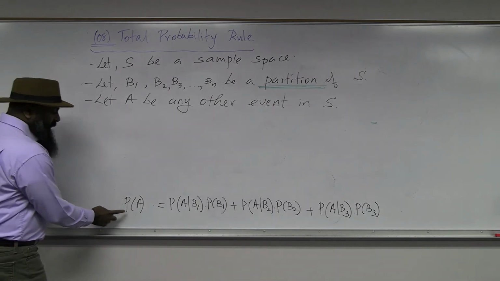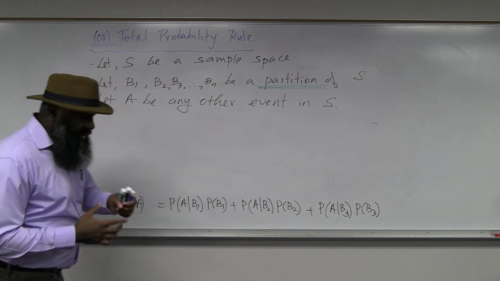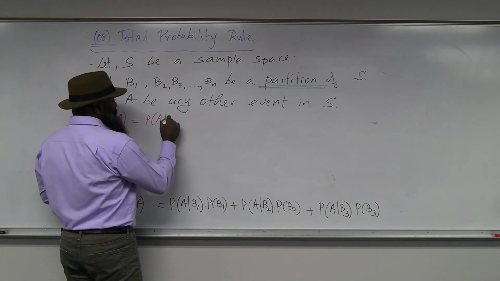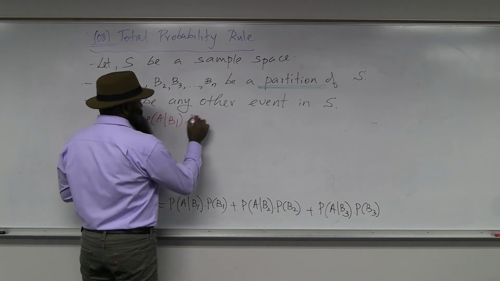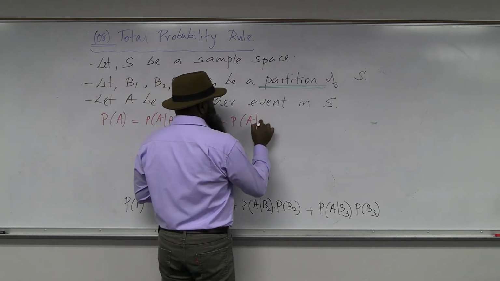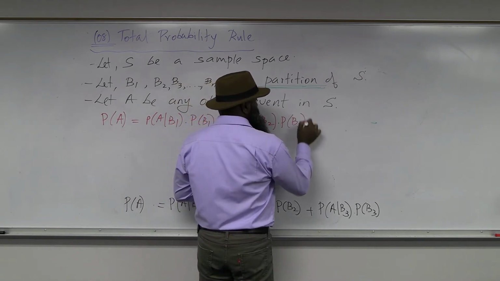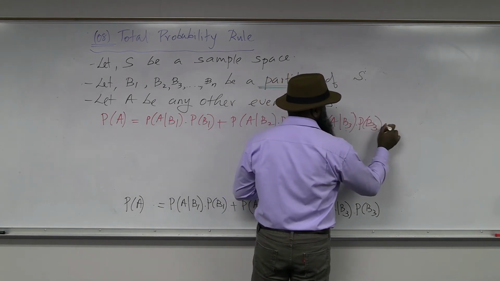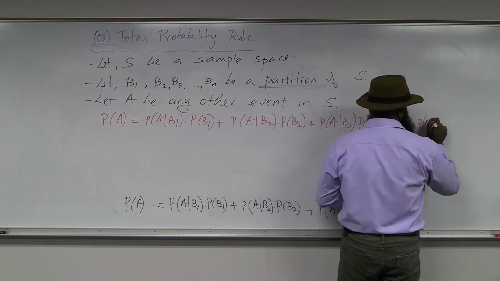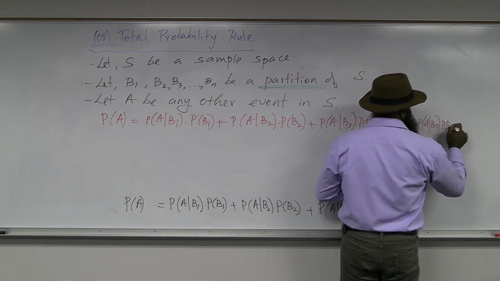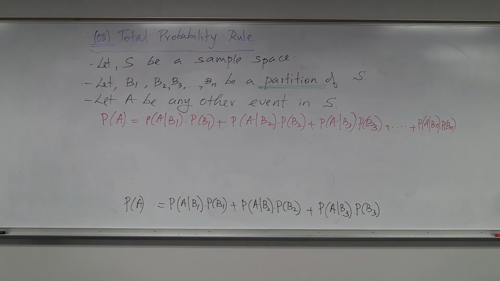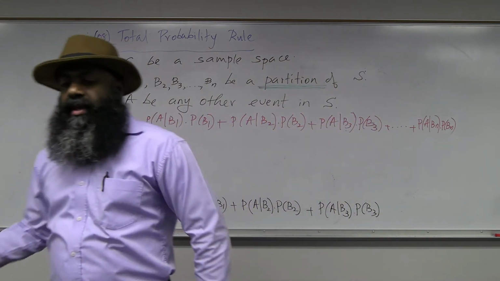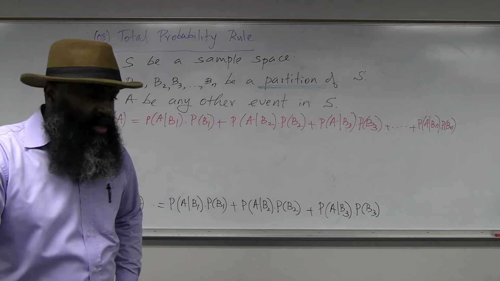Then the total probability rule says this, and we are going to generalize it up to n parts. Then P(A) will be equal to P(A given B1) times P(B1), plus P(A given B2) times P(B2), plus P(A given B3) times P(B3), and so on. I will write it up to the nth term, so the nth term will be P(A given Bn) times P(Bn). Sometimes you can have just two partitions, or sometimes you will see three partitions. In the worst case, you might go up to five partitions, and usually not more than that.